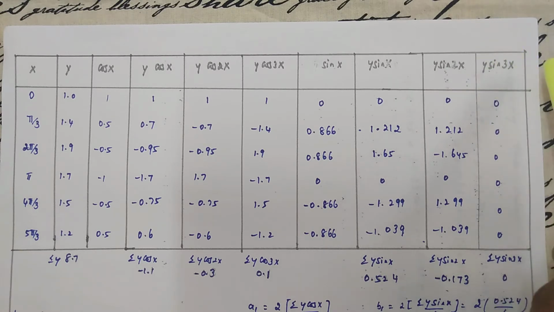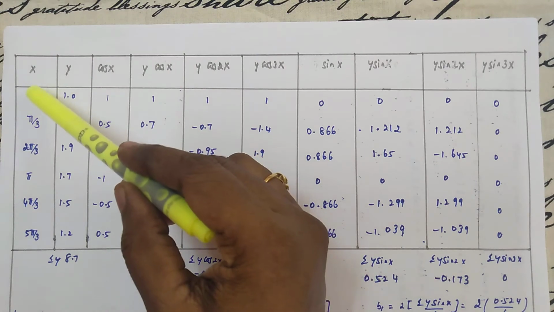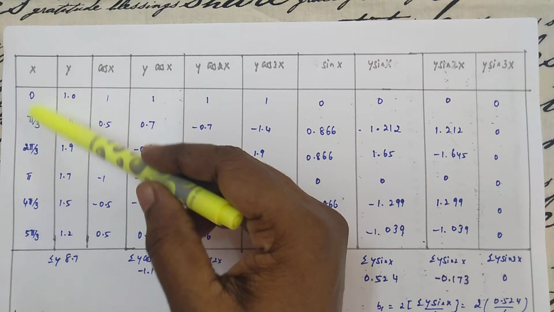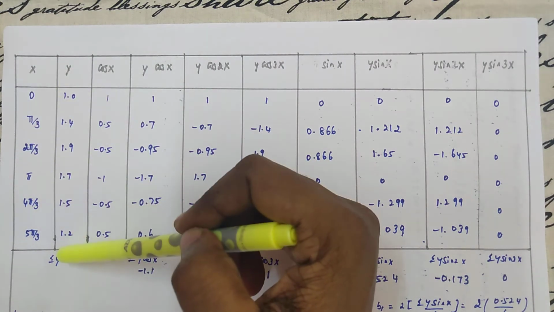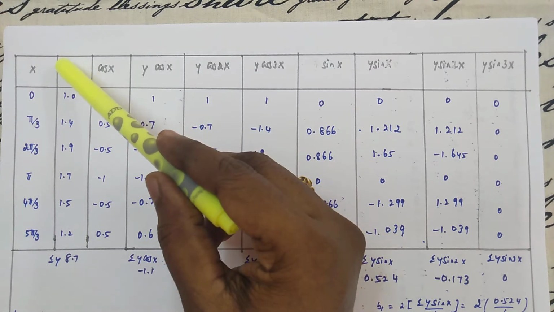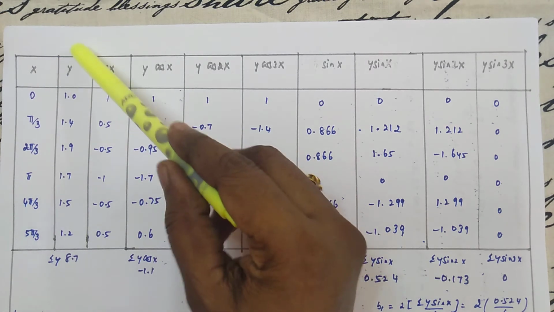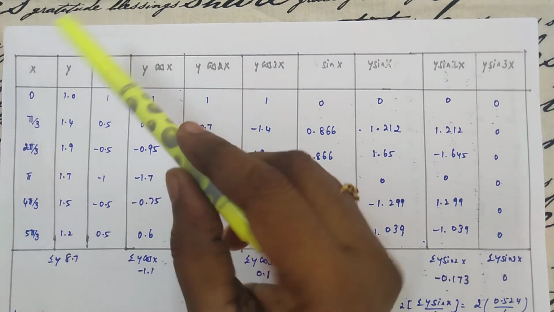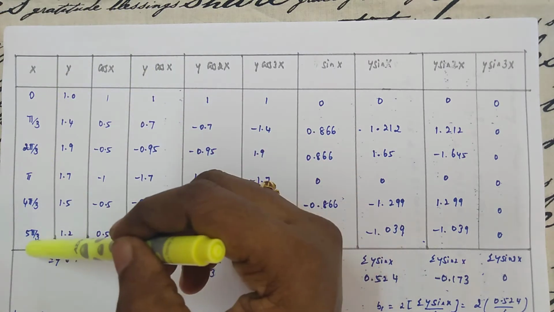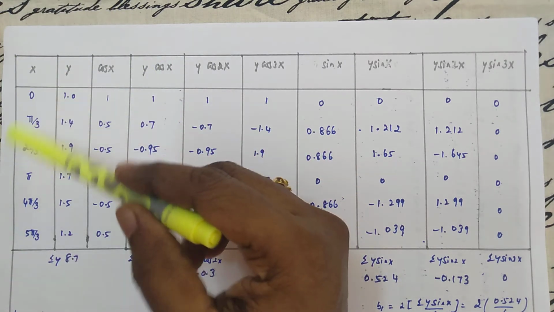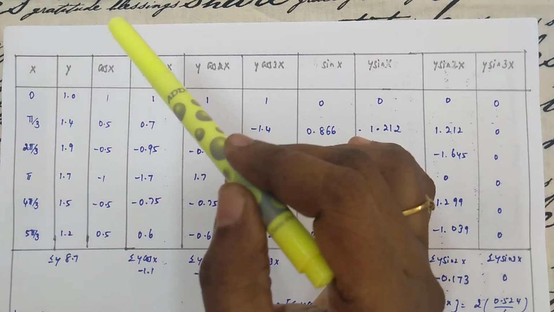To avoid the confusion, better you put a table like this. First you have to write all the values of x. It's given in the question. The y value is also given. In some question papers, instead of y, it will be given as f of x. Both are the same only. So write the values. The last value we should omit, so only up to 5π/3 we have to take.